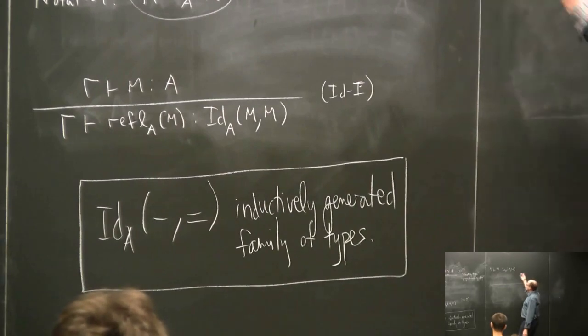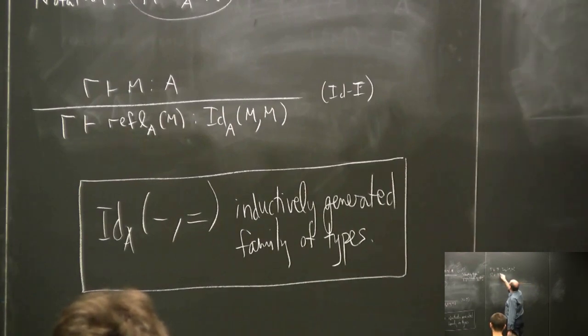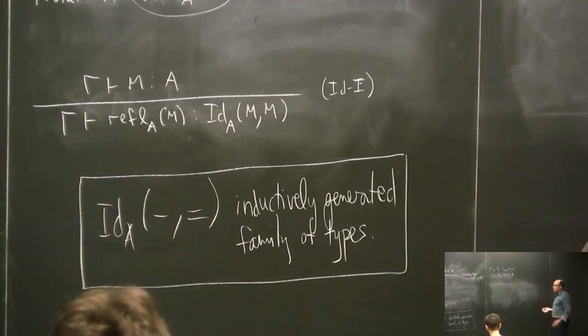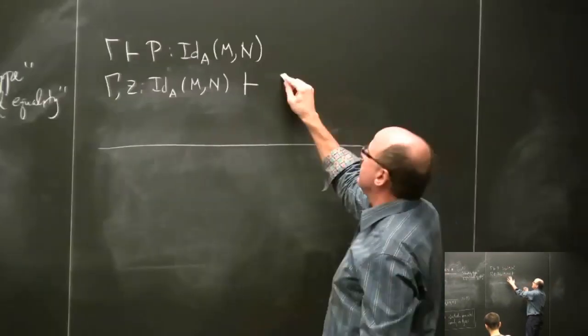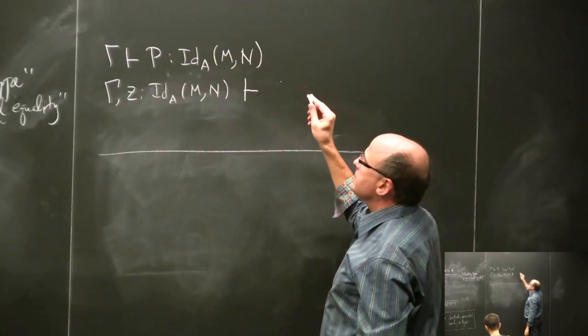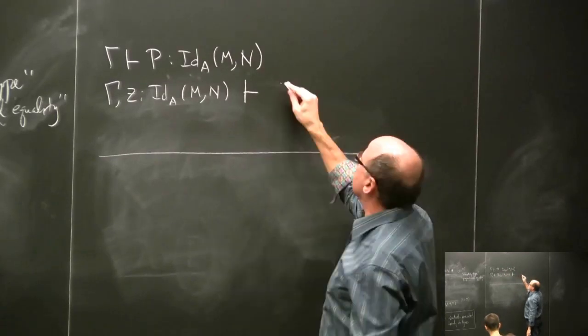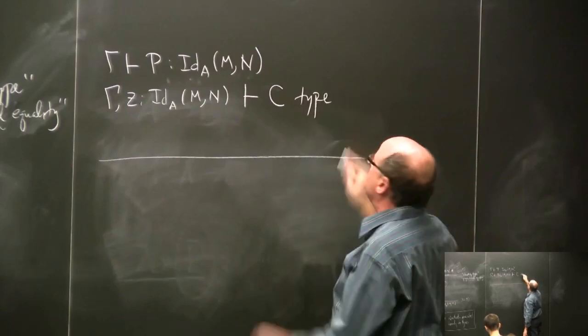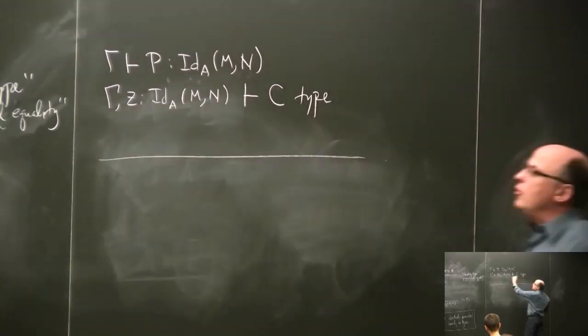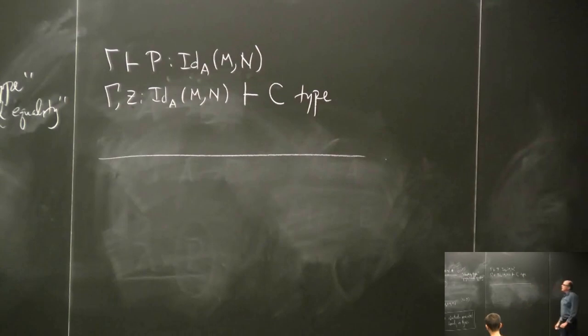So if I'm doing a mapping out property, what it means is I have a family of types. Now you'll see the discussion about positives will help us a lot here. So I want to map out of this identity type, so I need a family of types. C, which is written like that, which is indexed by Z ranging over the identity type.